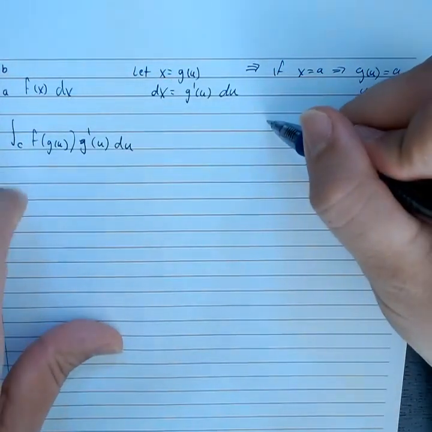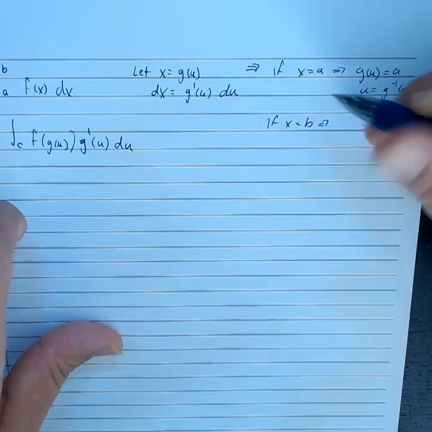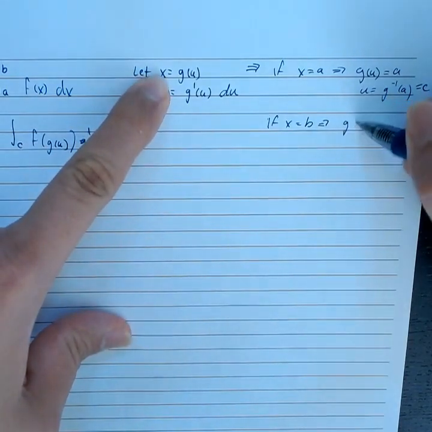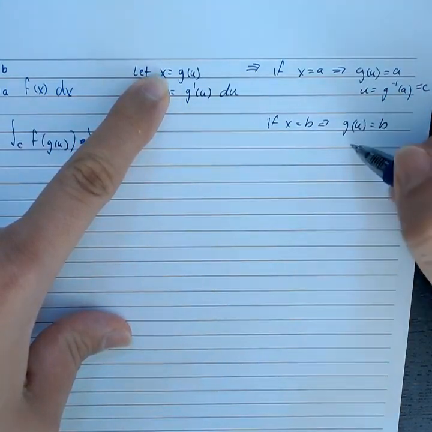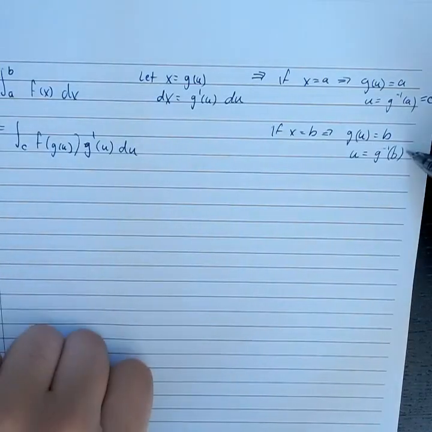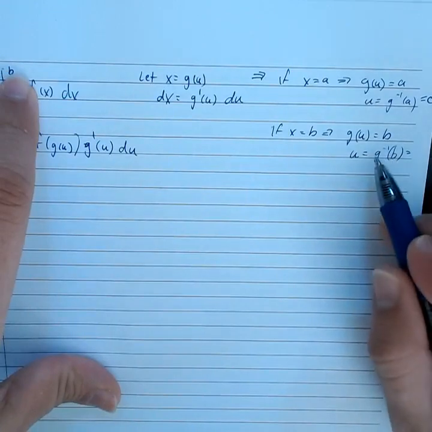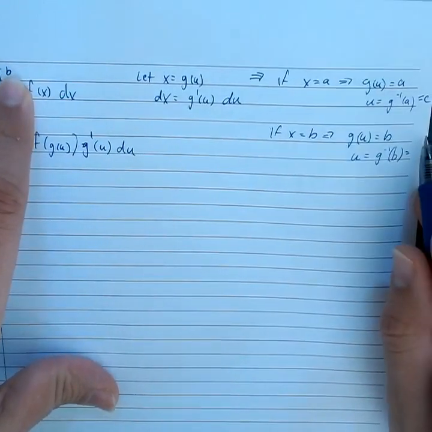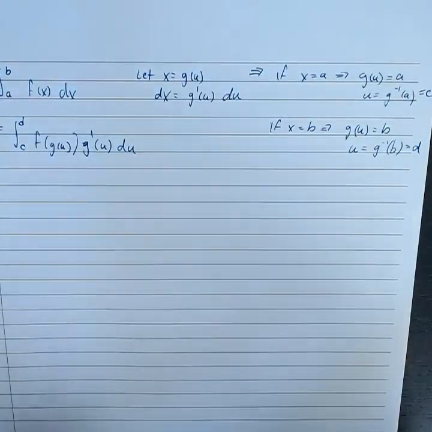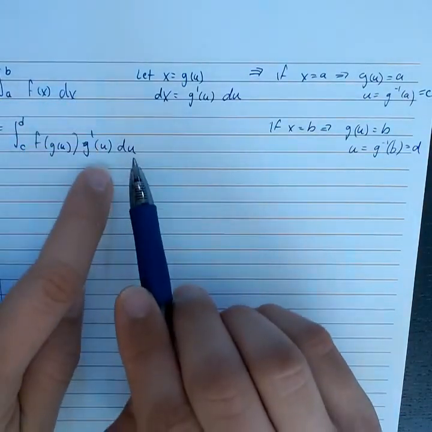And if you have your upper bound, if x is equal to b, well, that implies b is equal to g of u, which means that u is equal to g inverse of b, which means you've just taken the number b, that was just a number, and you plugged it into some function, which gave you some other number. So here we'll call this one d. And that's what change of variables looks like. You change not only your variables, but also your boundaries and your differential.